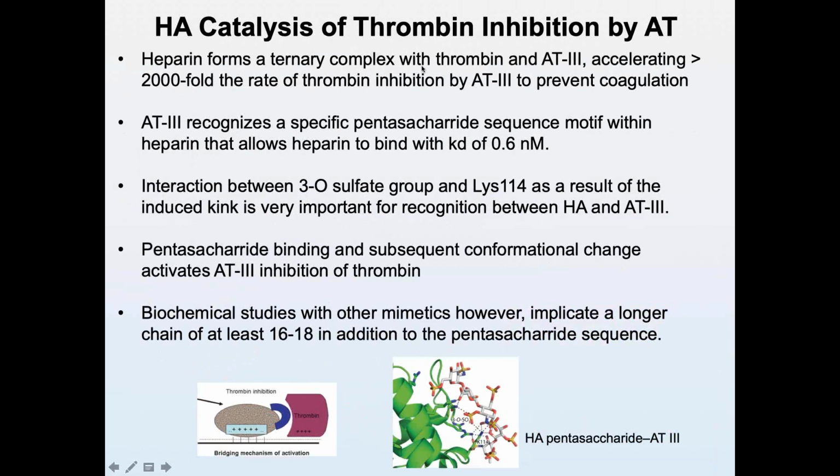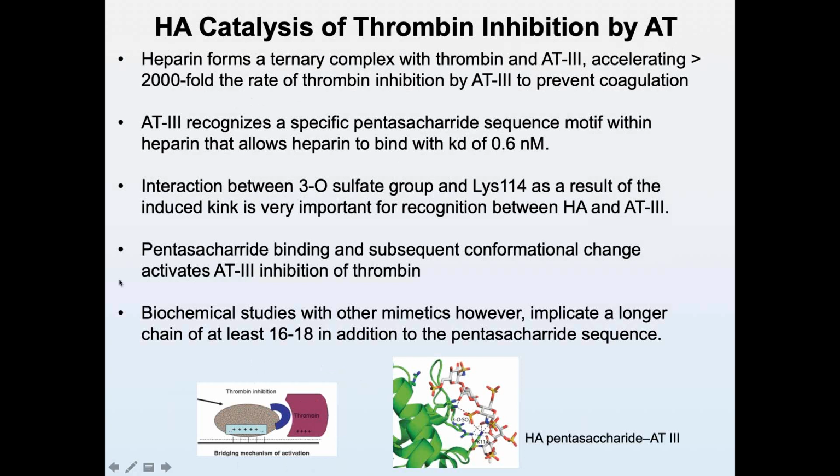Now let's take an example of how thrombin is able to be inhibited by antithrombin. When thrombin binds to antithrombin, the interaction is very, very weak. It requires heparin to bind to the antithrombin before thrombin can bind with a very high affinity, about 200-fold, in order to inhibit the thrombin activity.